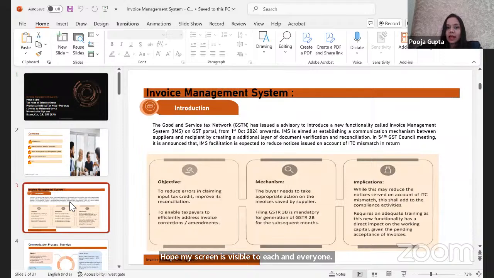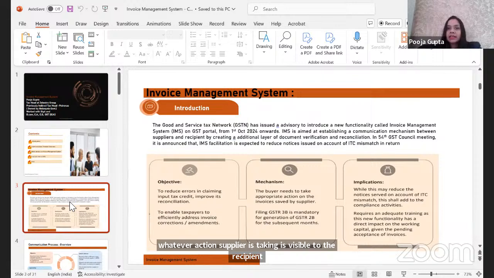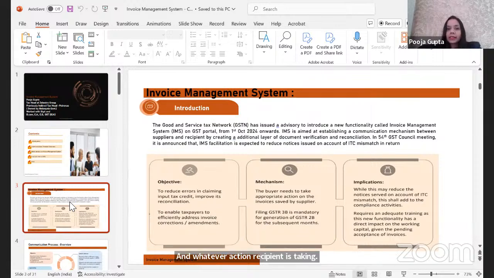First, we will start with the introduction. This IMS system came into effect from 1st of October 2024. It is a communication layer between the supplier and the buyer, the recipient, because whatever action the supplier takes is visible to the recipient, and whatever action the recipient takes is visible to the supplier on a real-time basis.